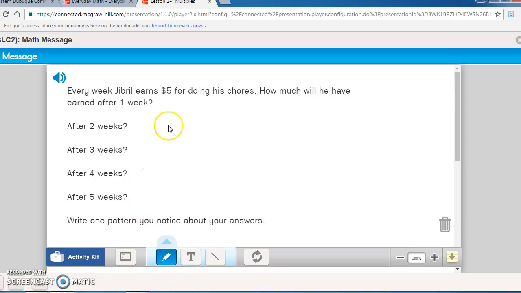Well, hopefully, if you knew in 1 week, you realize that 1 week equals 5. And if you need to, you can actually make this kind of like a T-chart. And on this side, you can put weeks. And on this side, you can put a dollar amount for how much money. So if 1 equals 5, 2 equals, 1 times 5 is 5, so 2 times 5 is 10.